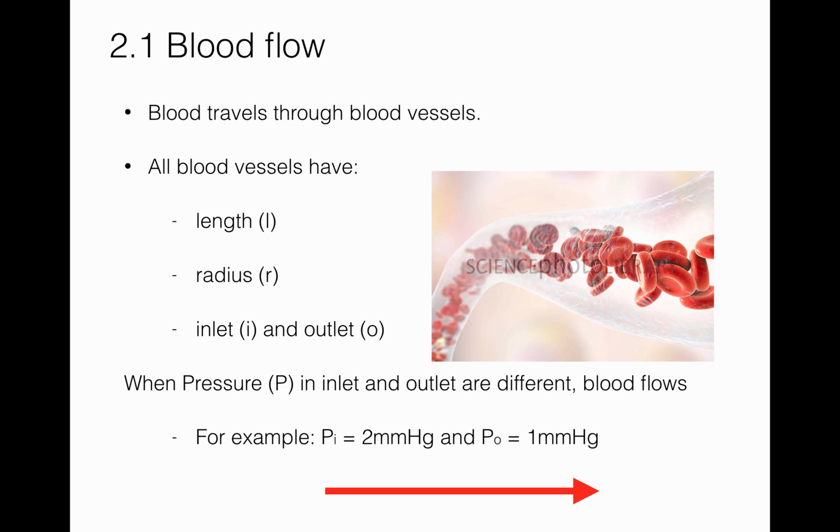Blood flows through blood vessels. Blood vessels have certain features that control flow within them. All blood vessels have a certain length, radius, and they all have an inlet and an outlet. In order for blood to flow, a pressure differential must exist. When the pressure at the inlet and pressure at the outlet are different, blood will flow. For example, if pressure at the inlet is 2 millimeters of mercury and pressure at the outlet 1 millimeter of mercury, blood flows from inlet to outlet.